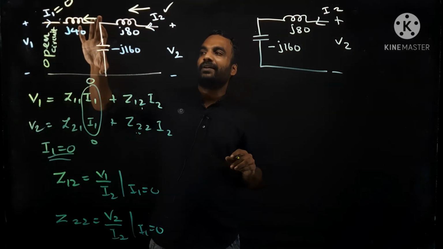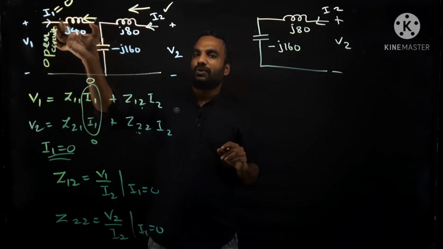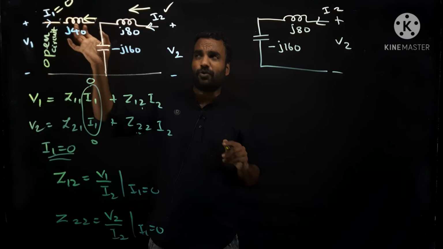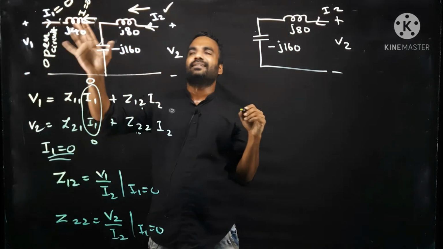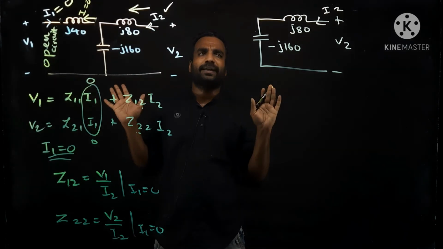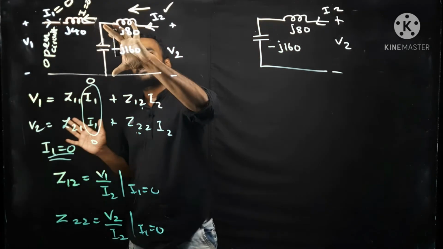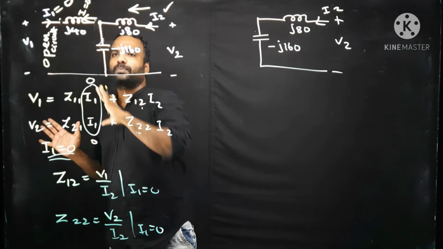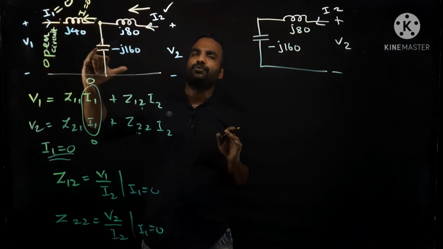Because between this terminal and this terminal there is no drop, the voltage drop is 0, because the current in this component is 0. Current in this component being 0 means whatever voltage is present here will be the same at the output terminal also. So we are giving the name V1 here, and the same name can be used here also.